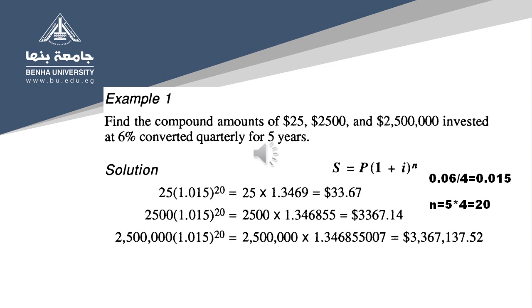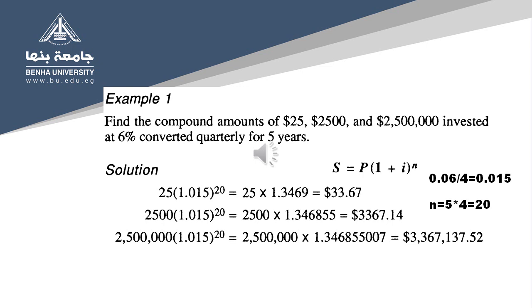So we have three sums: the sum related to simple interest in Chapter 1, the sum related to bank discount in Chapter 2, and the sum related to compound interest in Chapter 3. So our formula is S equals P multiplied by 1 plus i to the power n. So our present value P is 25, multiplied by 1 plus i, with 6% converted quarterly.